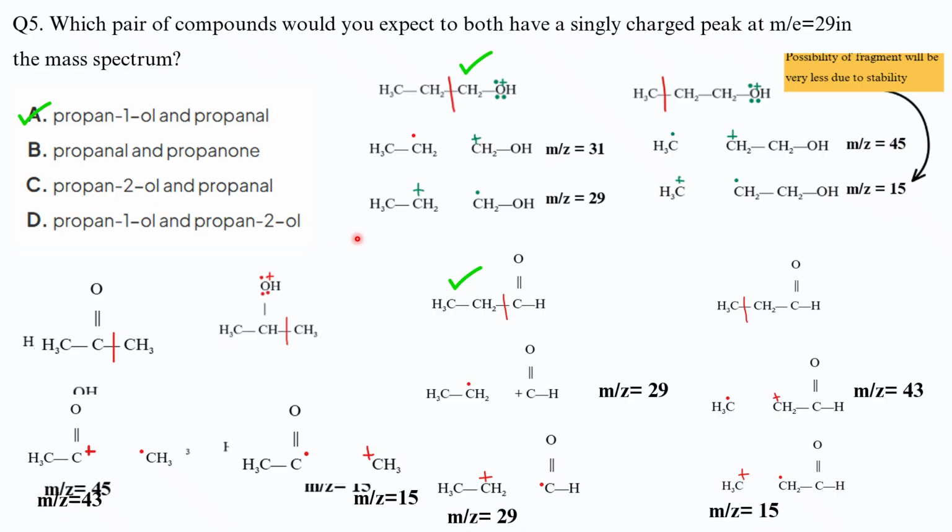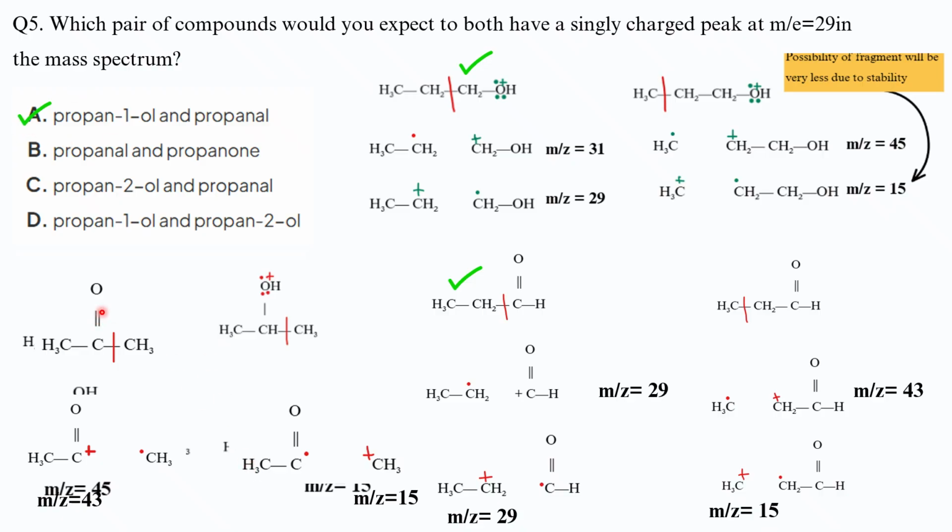So now let us check for propanal. This is propanal. If we carry out the fragmentation according to the rules we have learned, I can see that there is also formation of this m/z equals 29 peak. So this could be the other answer. I have to check in which option they both are given together. In option A only they are given together. So the correct answer for this particular question is option A.